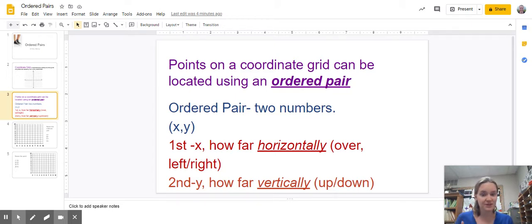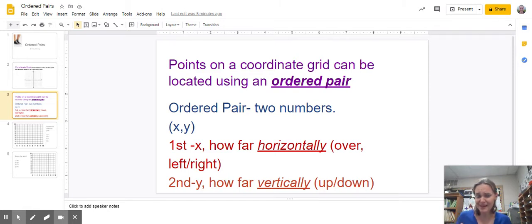X is our first number. It tells us how far over we go, how far horizontally, how far to the left and to the right. That is our x. Our y number is always second. It tells us up and down vertically. Y tells us how far we go up and down. It is always the second. X is the first. Tells us horizontal.